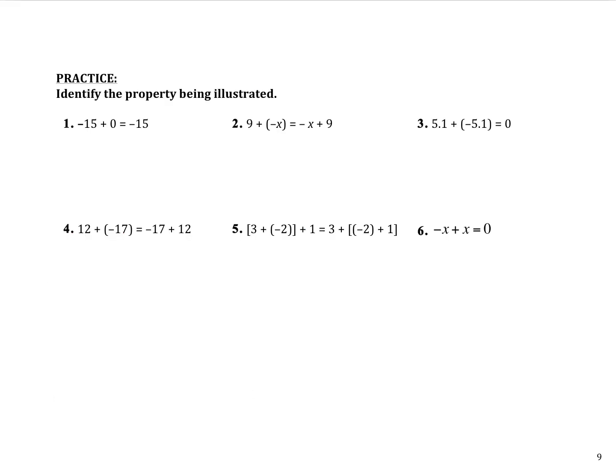All right, so let's go ahead and take a look and identify these properties being illustrated. Number 1, we have negative 15 plus 0 is equal to negative 15. Notice how I start with the negative 15, and I'm adding something to it, and I'm remaining the negative 15. Remember, when that happens, you're remaining yourself, you're staying yourself, so that is the identity property of addition.